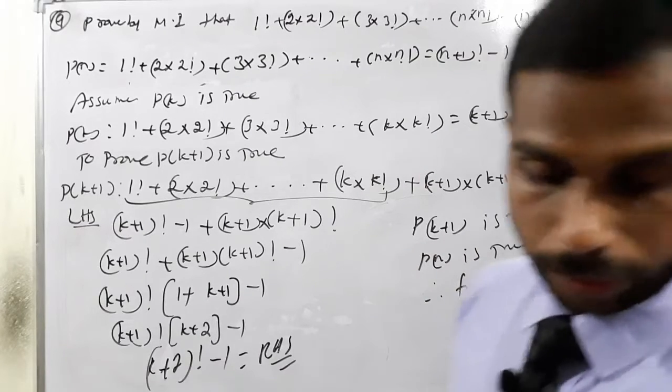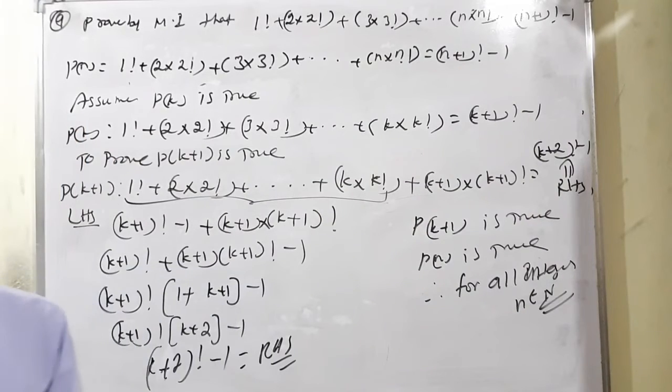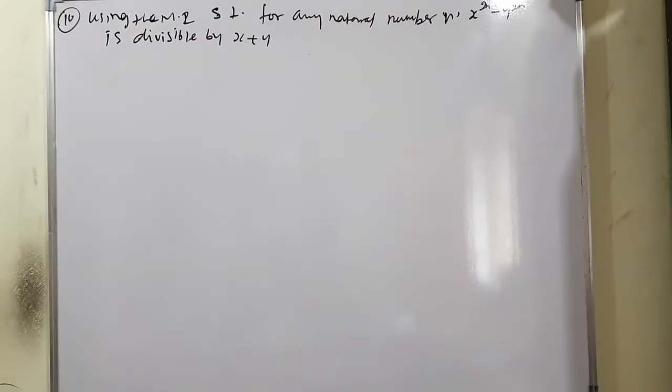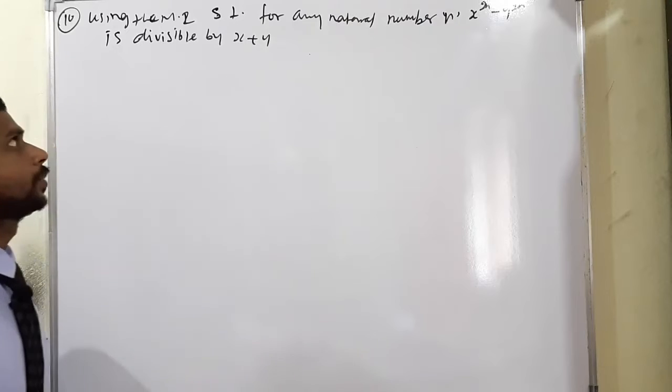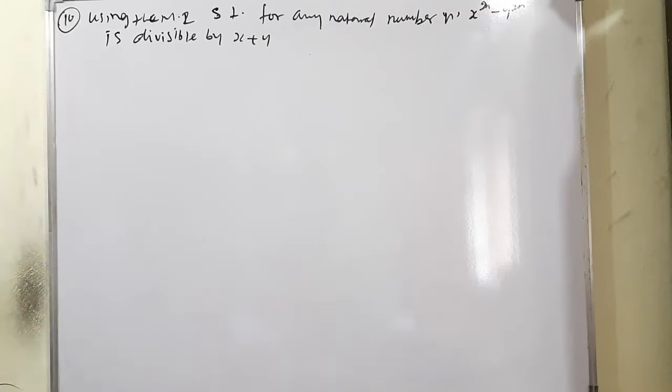Okay, I will continue with question number 10 from exercise 4.4. Moving to question number 10. Question: using mathematical induction, show that for any natural number n, x to the power 2n minus y to the power 2n is divisible by x plus y.